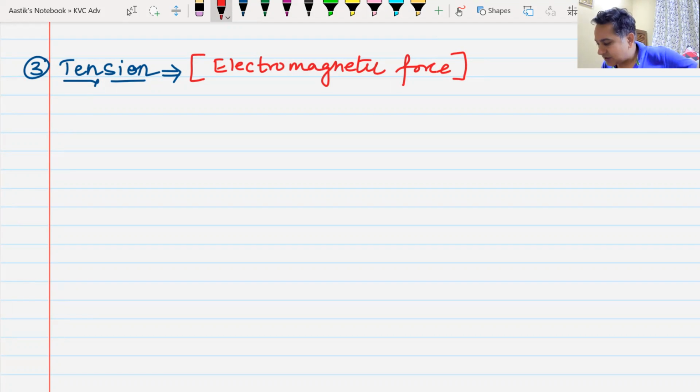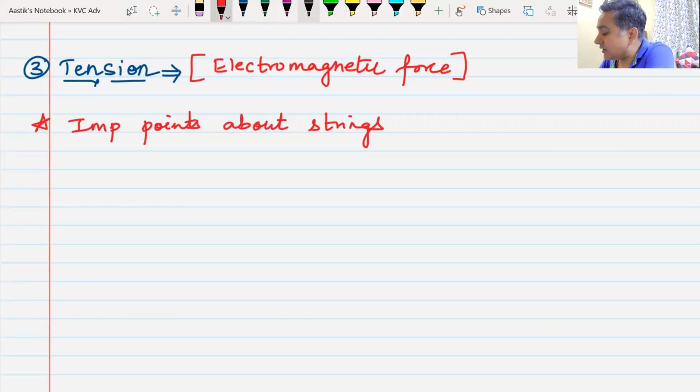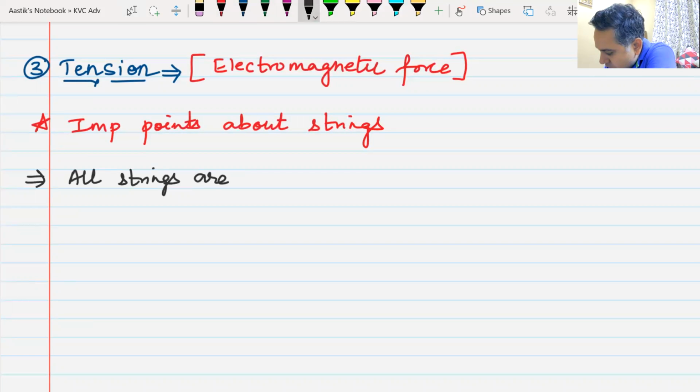Now, whenever we talk about tension, it is an electromagnetic force. There are certain points that you must remember about tension and string. So we will note them down like this. Important points about strings and tension in a string. Point number one. All strings are taken as massless.